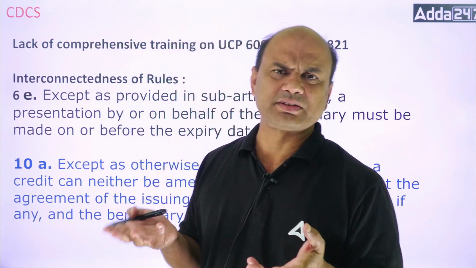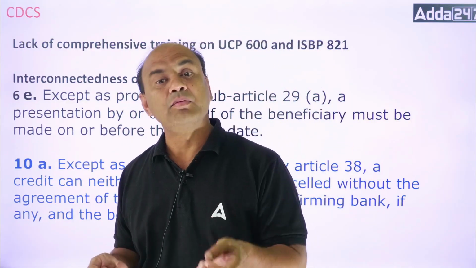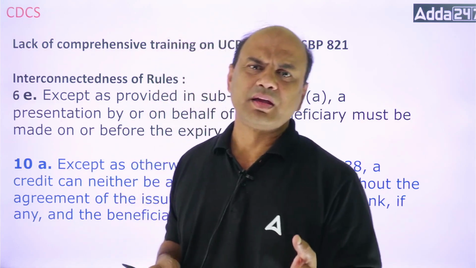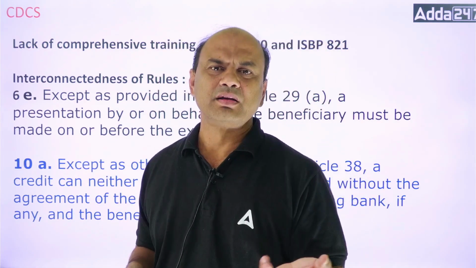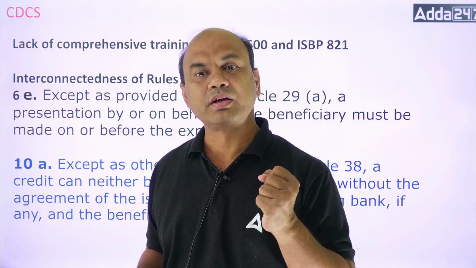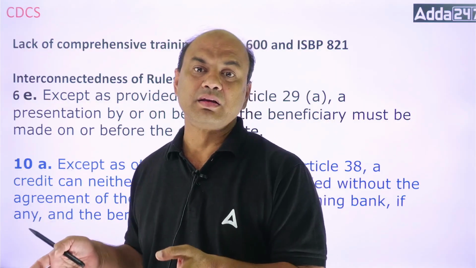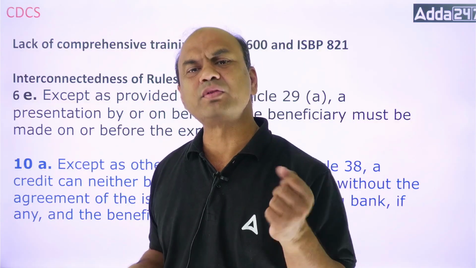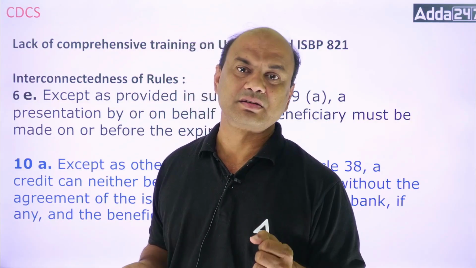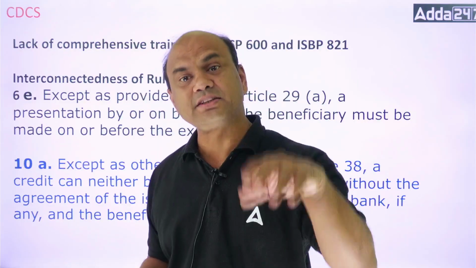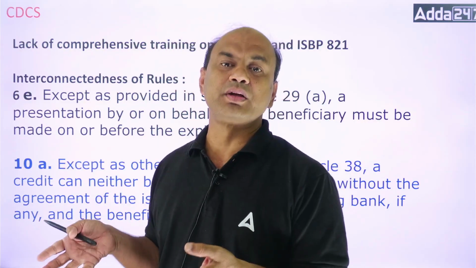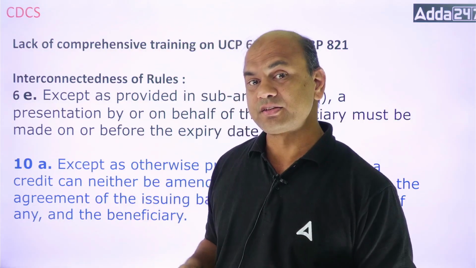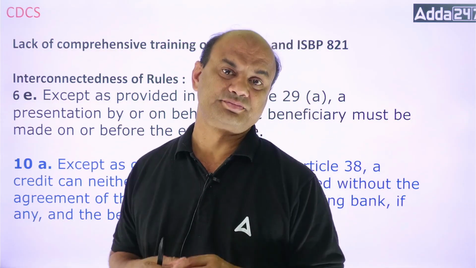There are slight variations, but if we miss those variations, there is trouble. For example, in the multimodal transport document, MTD, goods are received for shipment, whereas in BL, shipped on board. In MTD, shipped on board is not compulsory; it's received, taken in charge. There, pre-carriage is important. In BL, pre-carriage is not important. So slight changes, but we miss them.